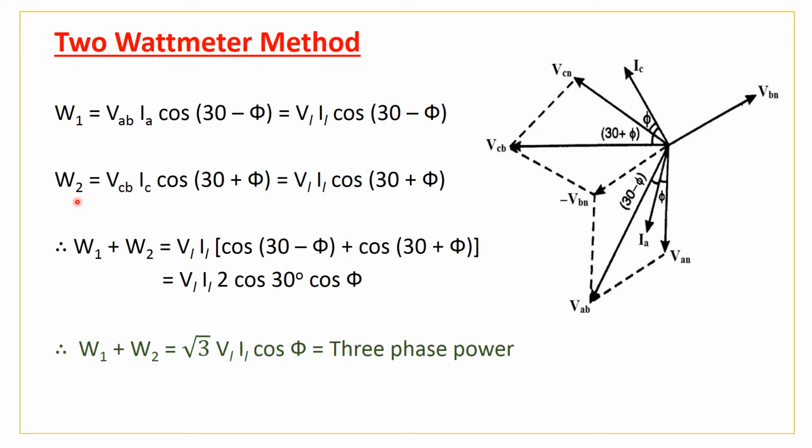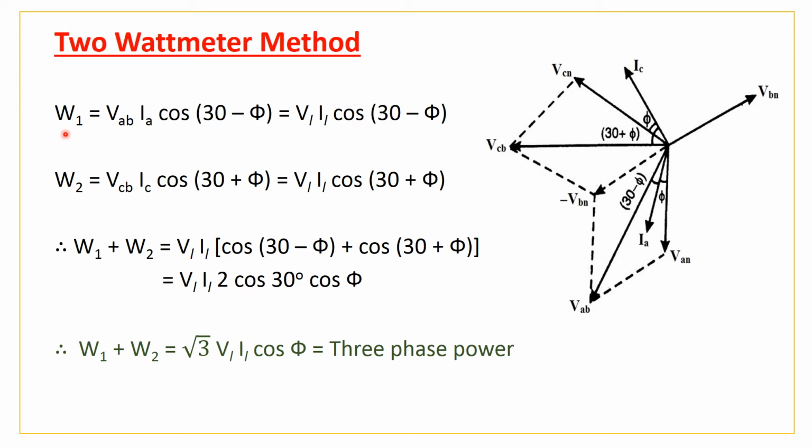Similarly, W2 is equal to VCB IC. Why? Because the current coil was carrying the current IC and the voltage coil was across the terminal C and B. So therefore VCB IC into cosine of angle between VCB and IC. So what is this angle between VCB and IC here? You can see this is VCB and this is IC. So the angle between these two is 30 plus 5, right? So therefore W2 is equal to VCB IC cos 30 plus 5, where VCB and IC are line parameters. Therefore I can represent it as VL and IL cos 30 plus 5.